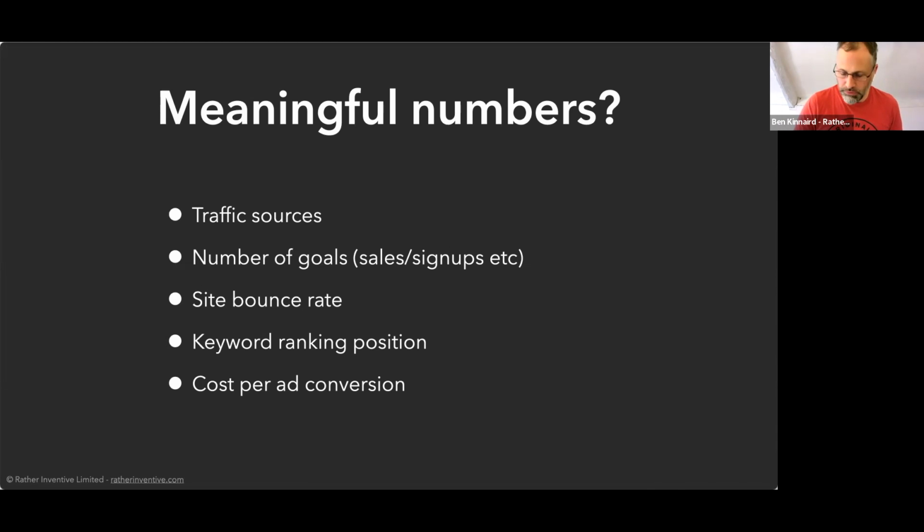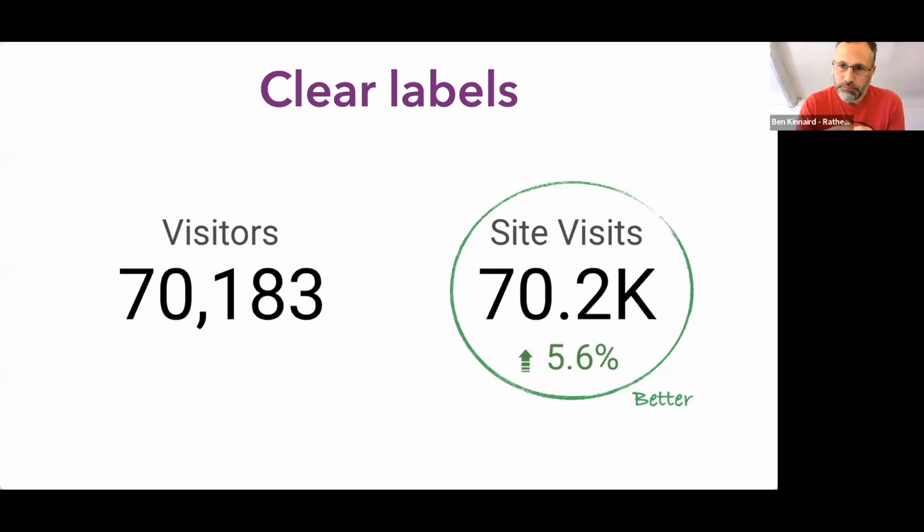And I'll give you a couple of examples. These are two scorecards in Data Studio. The one on the left is the default scorecard that, if you were to create a new scorecard in Data Studio, is going to show you a metric. It's going to show you the label of the data, which is visitors. In fact, it's users by default. It comes through as users on Data Studio, and then it's going to give you a number. So we've got 70,183 users have come through.